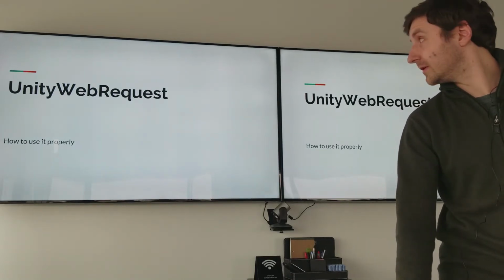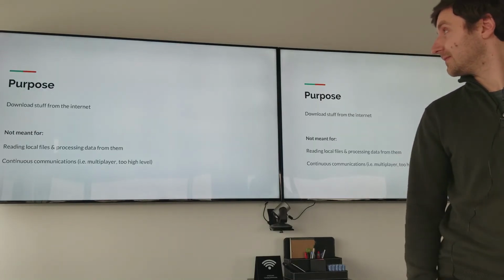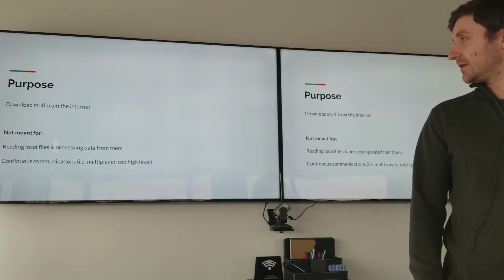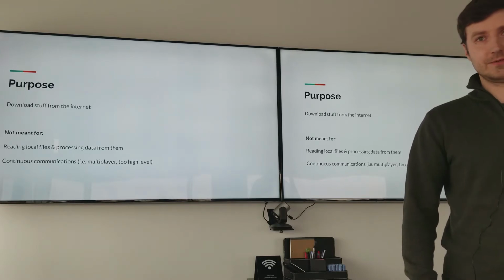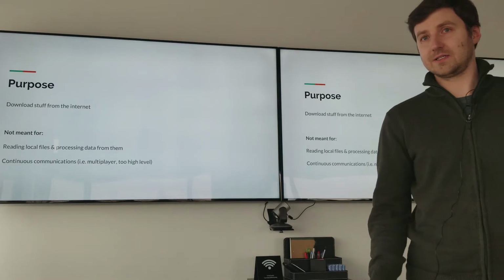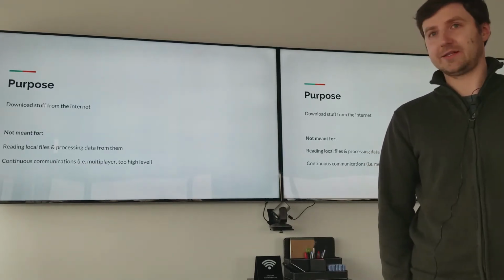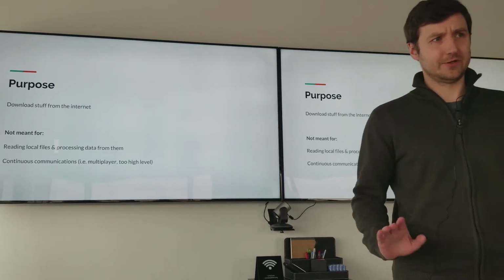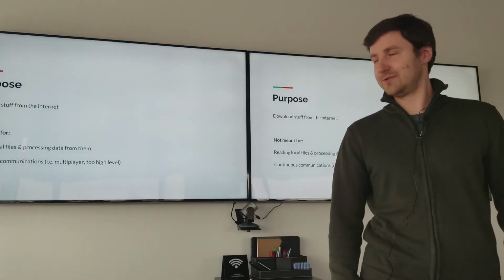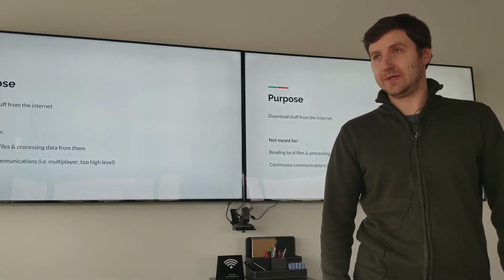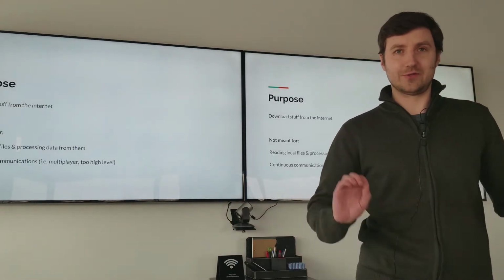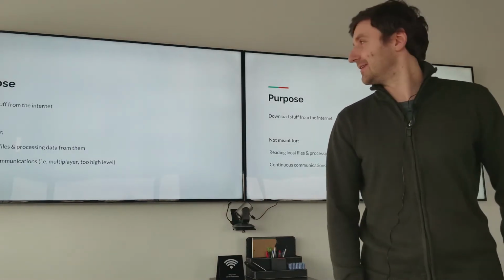Okay, so let's go. UnityWebRequest is a Unity API you can use from scripting, and its purpose is to download stuff from the internet. It has additional features, like it can read local files via file URI, but it's not meant for that. If you're reading local files, you pretty much have better APIs for every use case, except I think loading textures, which is the only small advantage, because we don't have a synchronous texture loading API.